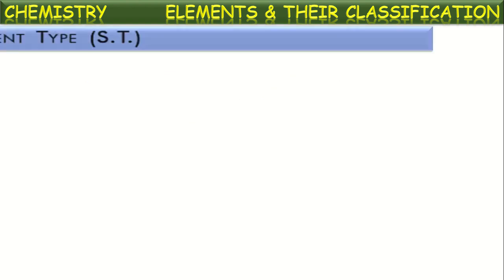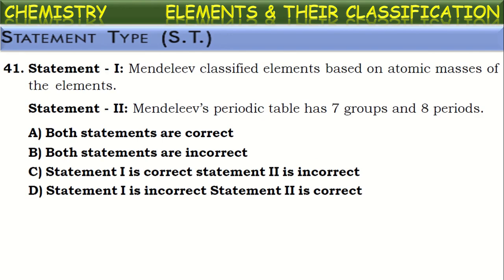Next, let us see statement type questions. See the first statement given. Mendeleev classified elements based on atomic masses of the elements. Isn't it? Yes, this is true. Mendeleev classified elements based upon the atomic masses of the elements. Statement 2. Mendeleev's periodic table has 7 groups and 8 periods. No, it has 8 groups and 7 periods. It is given the reverse way. This is incorrect. Only the first statement is true, the second statement is incorrect. Where is it? Here. See.